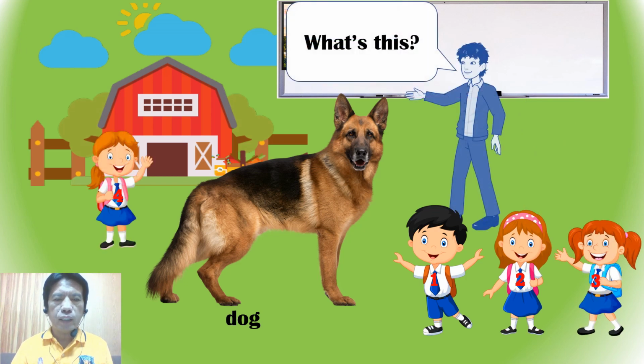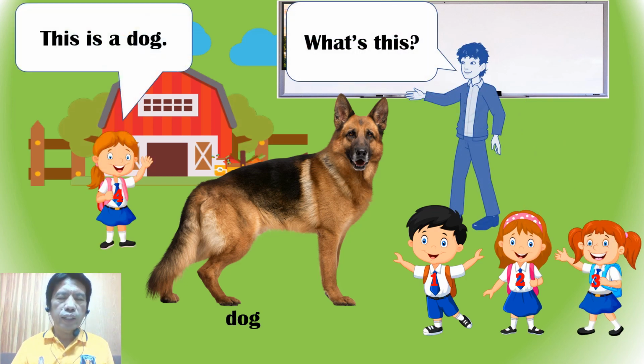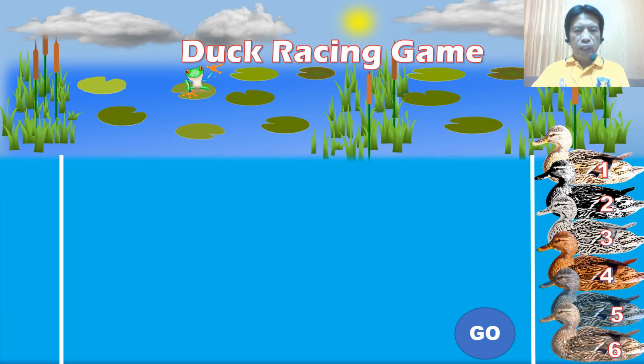What's this? Dog. This is a dog. Again, this is a dog. It's your turn. What's this? Very good. Here is our next game.